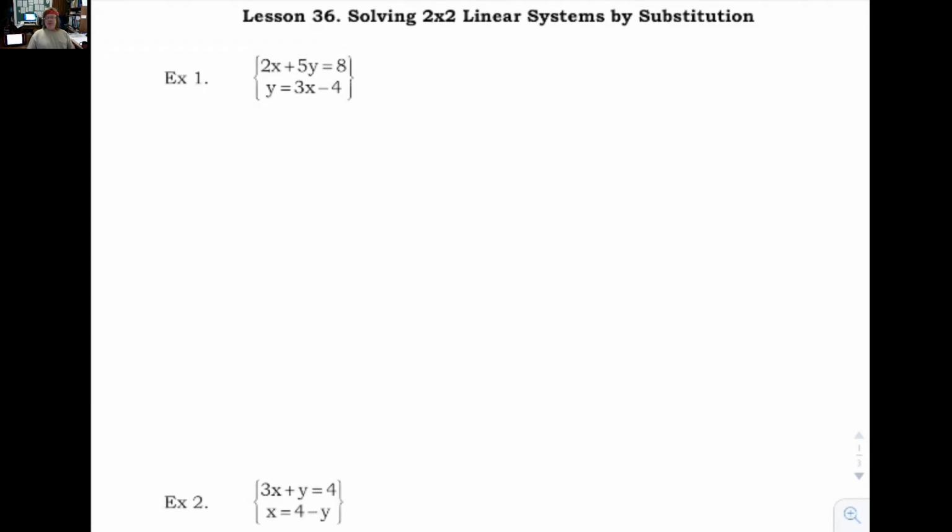Welcome to lesson 36, solving 2 by 2 systems by substitution method. This is a very nice method, and unlike the graphing method that we were just looking at in the previous lesson, this gives you exact solutions. You never have to worry about squinting to try to read the solution precisely. These will give you exact solutions.